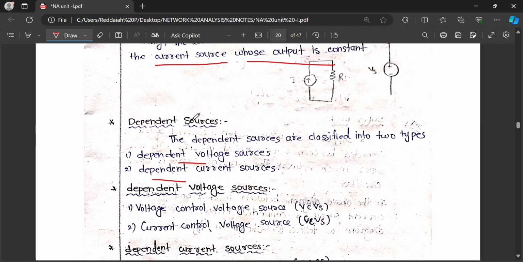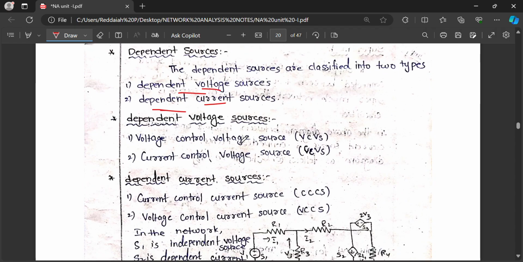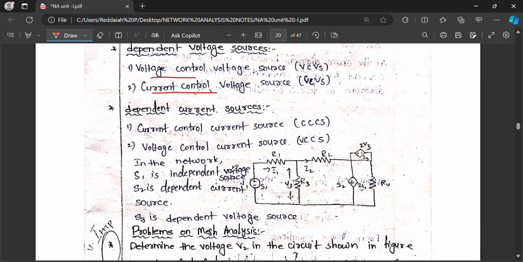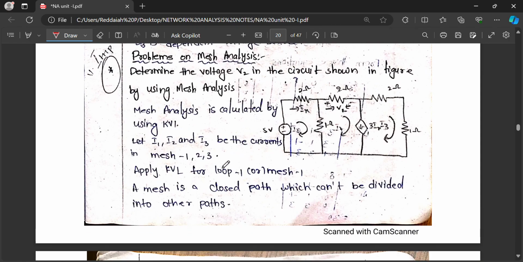We already saw previously that network elements are classified into voltage sources and current sources, which are again divided into dependent sources and independent sources. A dependent voltage source is a voltage source which depends on another parameter, another current. Dependent current source means the current in a branch depends on another quantity. The dependent voltage source is also classified as voltage controlled voltage source and current controlled voltage source.